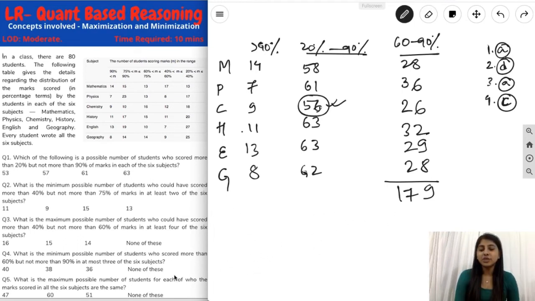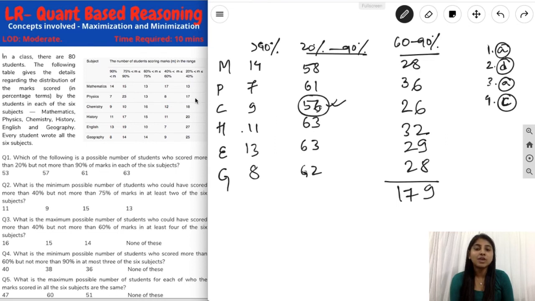Last question. What is the maximum possible number of students for each of whom the marks scored in all the 6 subjects are the same? Now see, for that, there can only be 7 students in the range of those having more than 90%. So you have to take the smaller number, 7. There can only be 7 people who have got the same score in all the 6 subjects in this range, right? It cannot be 8 because only 7 of them would have got more than 90%. So you cannot take 8 people having more than 90% in all the 6 subjects, right? That's not possible. So therefore, you have to take minimum numbers from each of the columns.